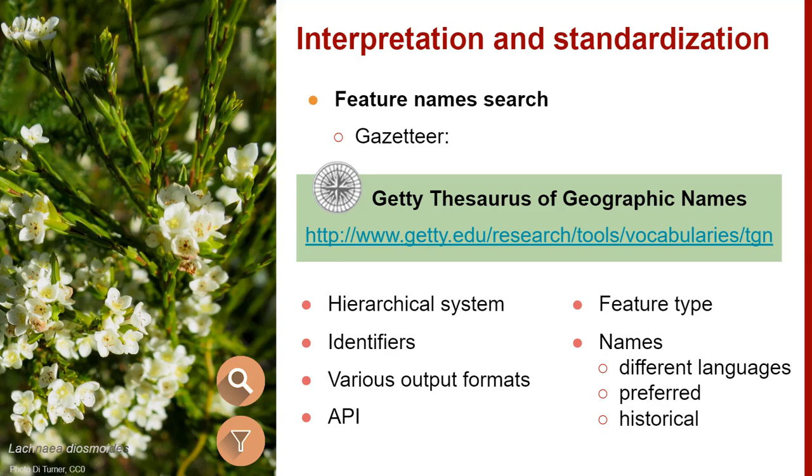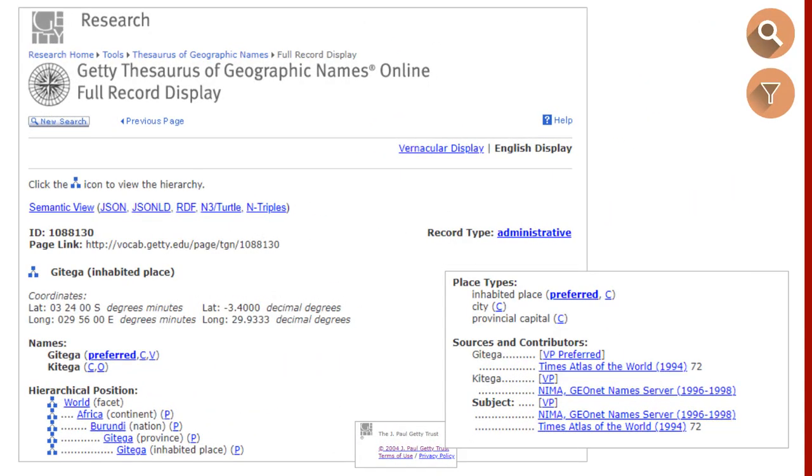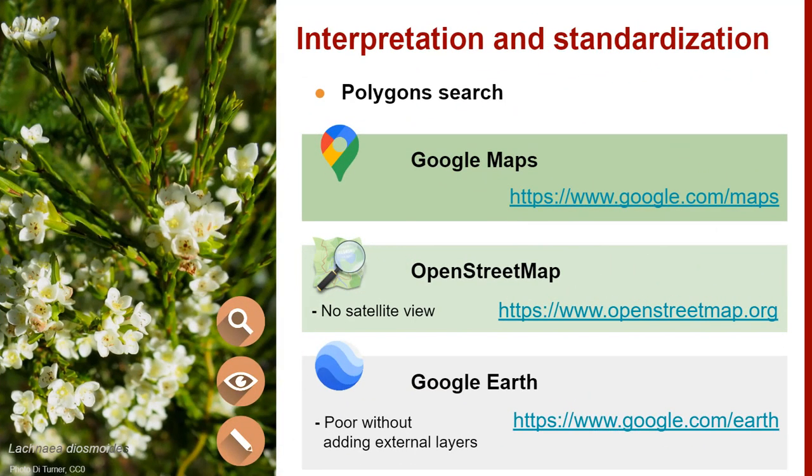It displays the feature types for any given location and provides names in different languages, preferred names, and historical names. Search results can be obtained in different formats, and the gazetteer can also be accessed through an API. Here is an example of the results from the Getty Thesaurus for Gitega in Burundi, where we can see all the features mentioned before. In addition to searching for location names, we may want to find polygons that represent the boundaries of a given location and allow us to determine its extent.